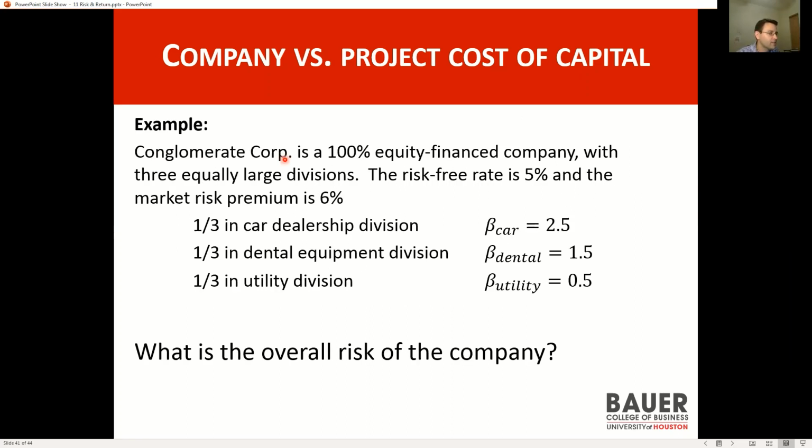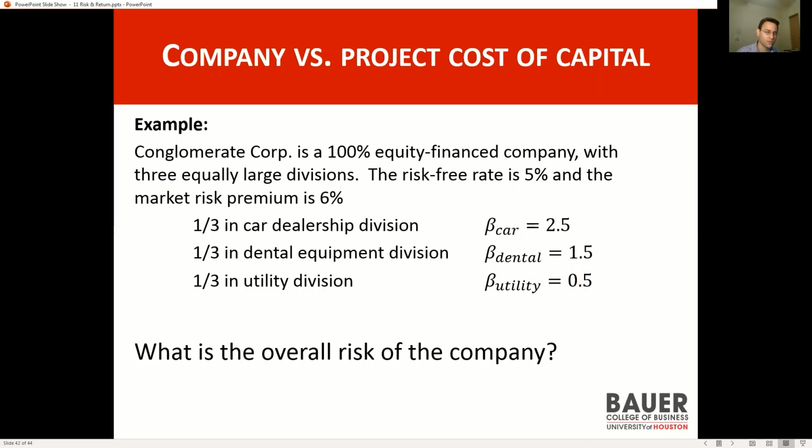Consider a conglomerate that is financed with 100% equity. Because it's 100% equity, we can get rid of that problem where there's debt and equity mixed together. Here it's simple, we have 100% equity, but there are three large divisions. We have a car dealership division, that's 1/3 of the company. We have a dental equipment division, that's another 1/3 of the company. And we have a utility division, that's another 1/3 of the company. Each division has a different beta.